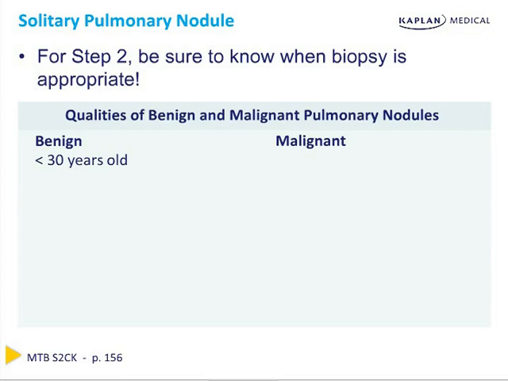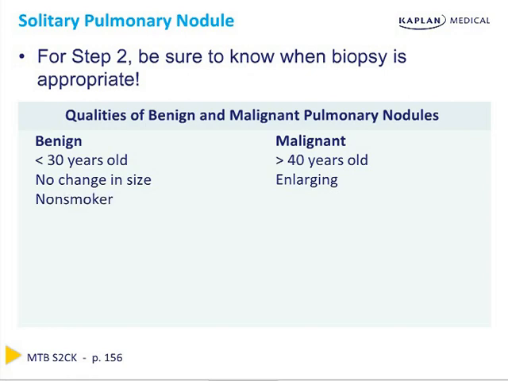Benign features include being less than 30 years old, whereas greater than 40 is concerning for malignancy. Benign lesions tend to have no change in size over time on serial films. Malignant lesions will tend to be enlarging. Benign lesions are more likely to occur in a non-smoker, whereas malignant lung nodules in a smoker. Smooth borders are often found in a benign solitary pulmonary nodule, whereas a malignant nodule tends to appear more spiculated, which means the edges of the lesion have small spikes.